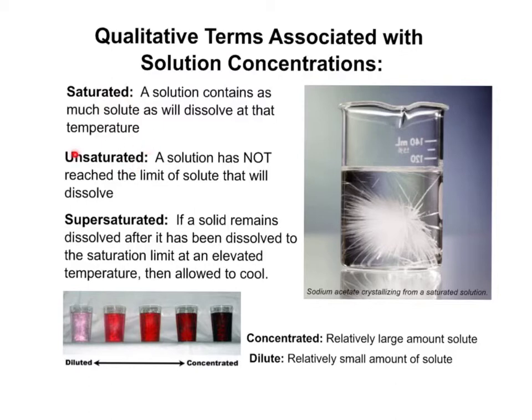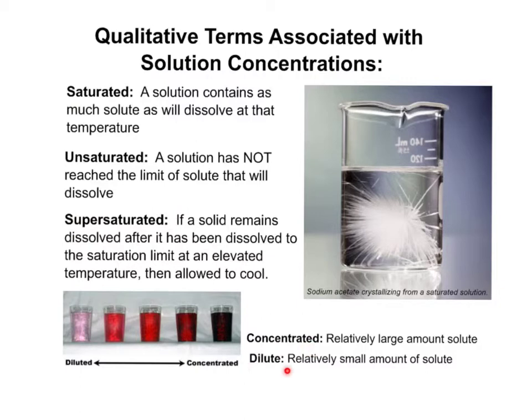Unsaturated solution is a solution that has not reached that limit yet. Okay, so it has not reached the point at which it cannot dissolve any more solute. A supersaturated solution, an example would be if I take my sugar solution and I heat it, I'll be able to add more sugar to it. Then when I bring that to its limit at that elevated temperature and I cool it down, as long as that sugar stays dissolved and it doesn't fall out of solution, it is supersaturated when I cool it down.